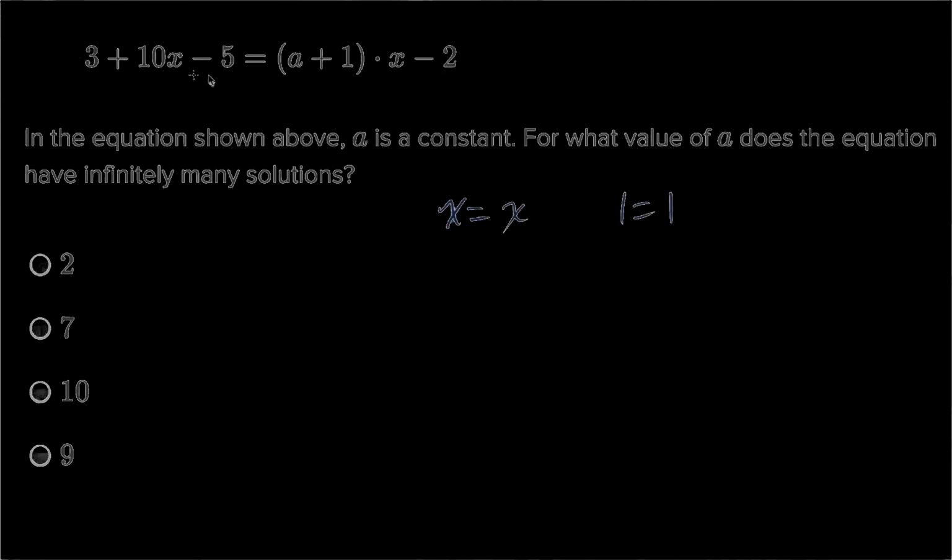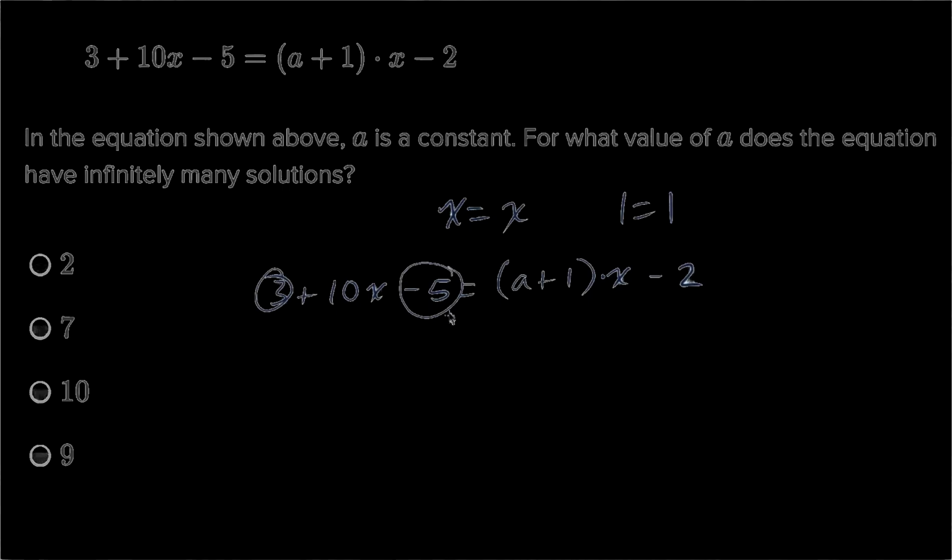So when I look at this thing up here, my first instinct is, well, let's just see if I can simplify this a little bit. I'll leave the A in there and then see if I can get to a point where it's going to have an infinite number of solutions. So let me just rewrite it. So we're going to have 3 plus 10x minus 5 is equal to A plus 1 times x minus 2. So let's see, on the left-hand side, I can add the 3 and the negative 5, or take 3 minus 5. That would be negative 2. So I get 10x minus 2 is equal to, let me distribute the x.